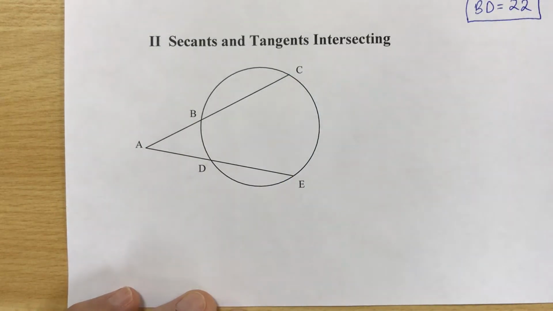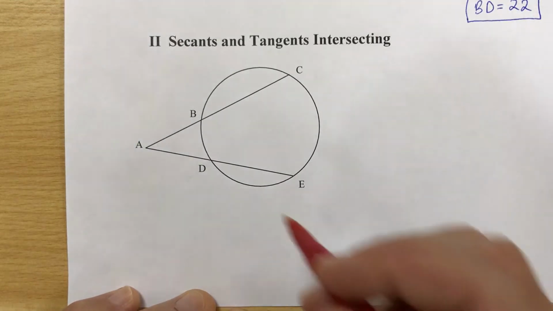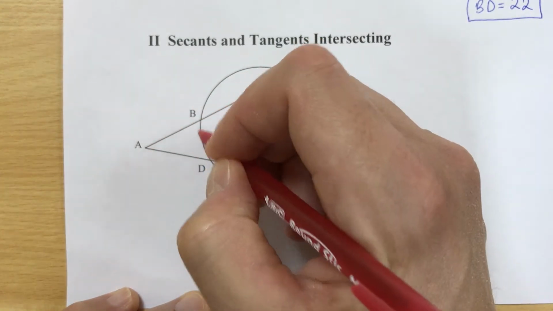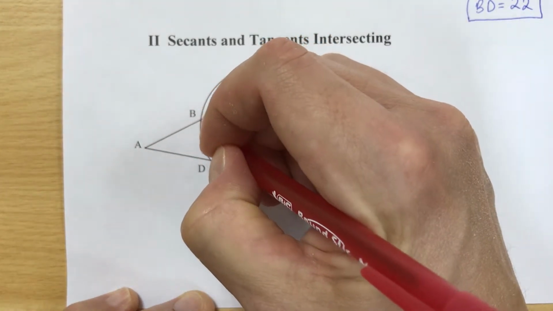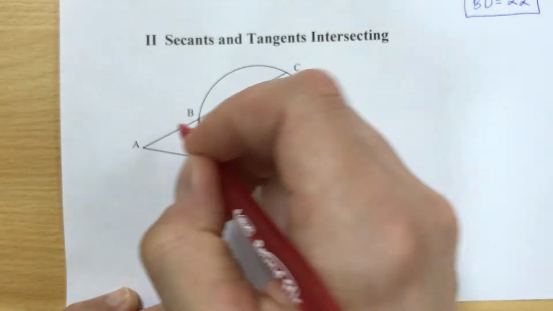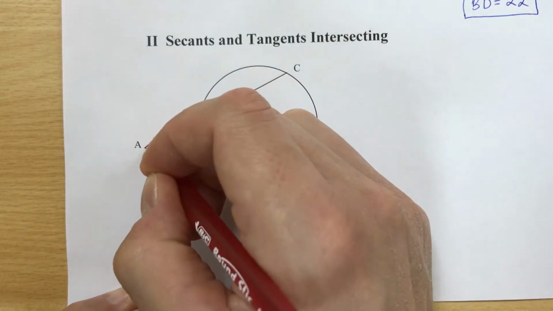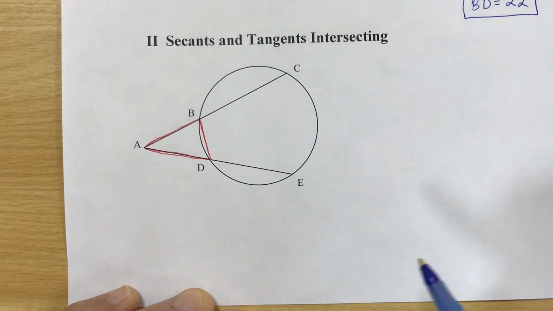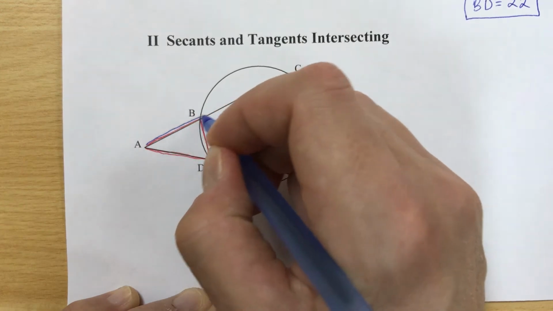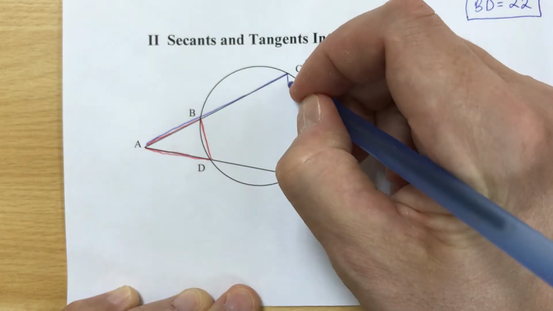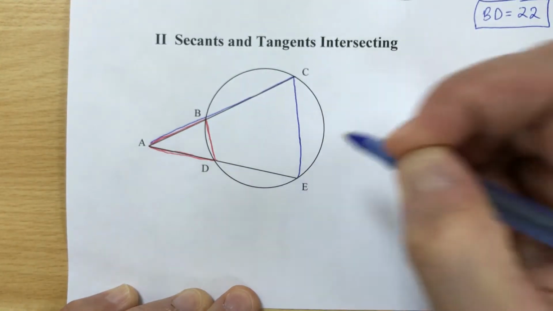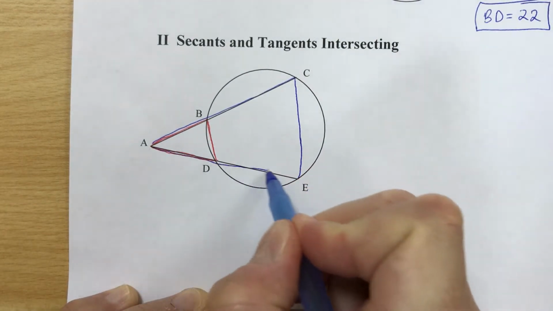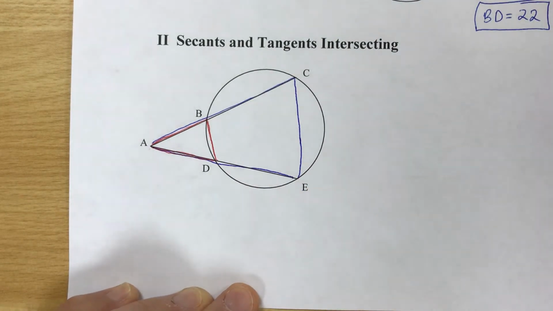Okay, so I'm going to do this in a similar way to the first one. I'm going to create two triangles. Well, I will connect, we'll make a small triangle, we'll connect B to D. We'll actually draw a small chord right there. So what we have is triangle ABD, and then we'll also use the big triangle AC, and we'll connect that to E. Now this one, like I said, is going to be a little bit more in depth.